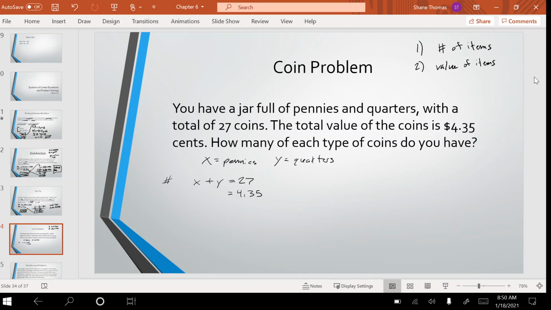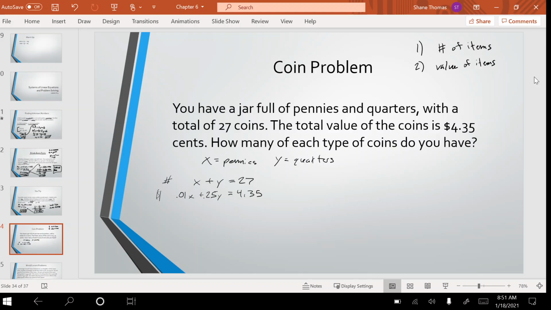Okay. Now, let's think back. How much is a penny worth? 1 cent. So that would be 0.01, and we would multiply that times the number of pennies we have. Okay, how much is a quarter worth? 25 cents, or 0.25y. All right. So, first thing I see is I don't like all those decimals. Do you guys?